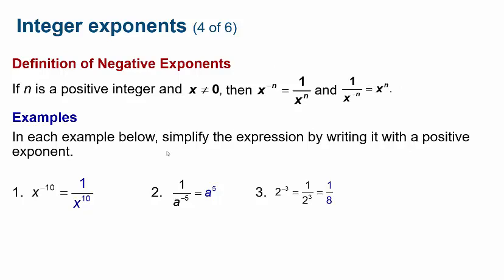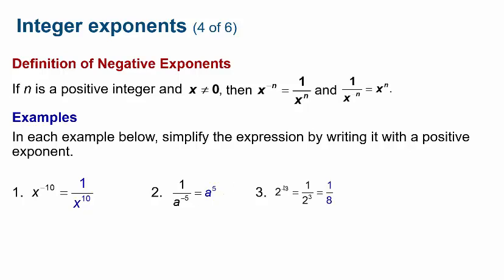All right, let's take each of these examples and simplify the expression by writing it with a positive exponent. First, x to the negative 10. It's a negative exponent, so make it positive by bringing it down as a fraction. This is just equal to 1 divided by x to the 10th. Next, 1 divided by a to the negative 5th. They have a negative exponent in the denominator of a fraction, so make it positive by bringing it up, and you get a to the 5th.